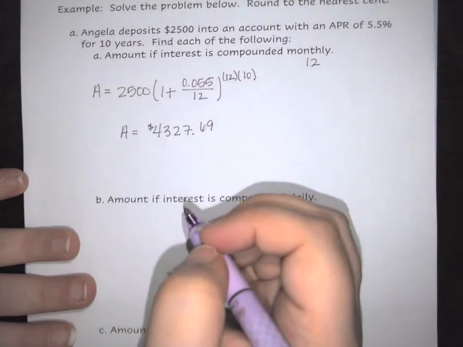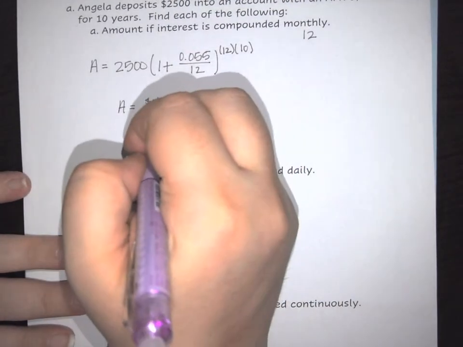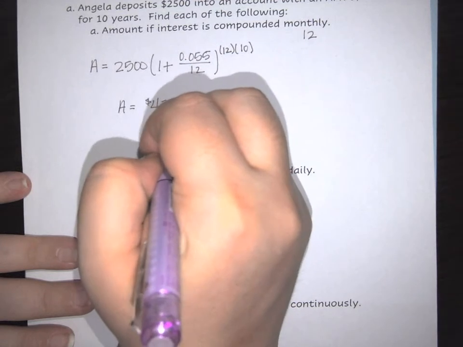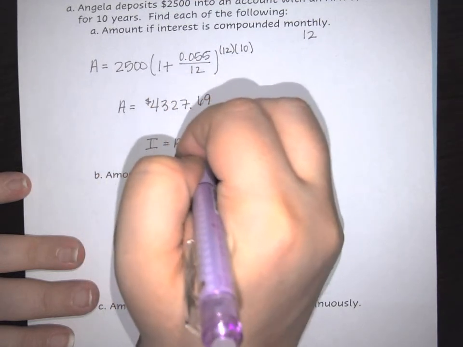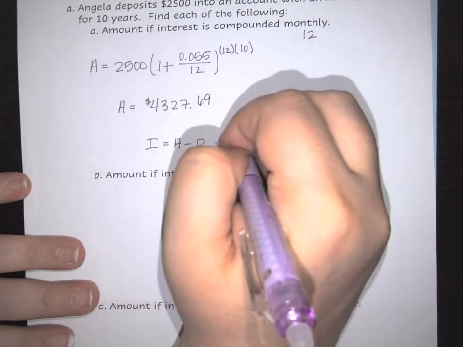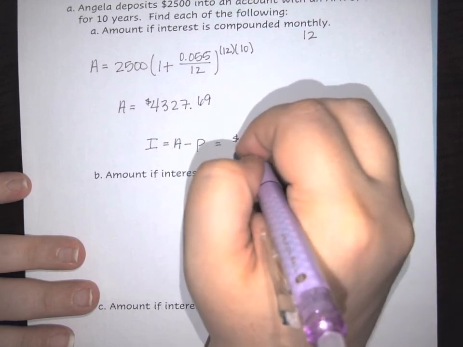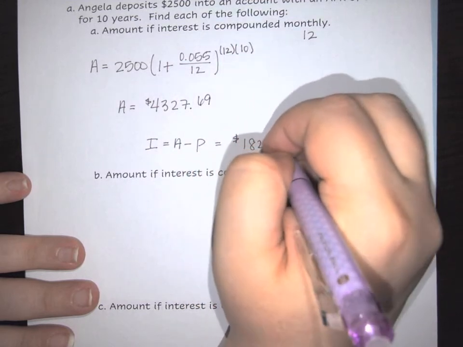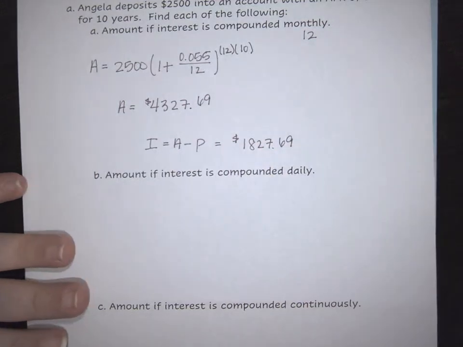Now with that we can also calculate your amount of interest. Again, interest is going to be A minus the P value, which is going to come out to being $1,827.69.